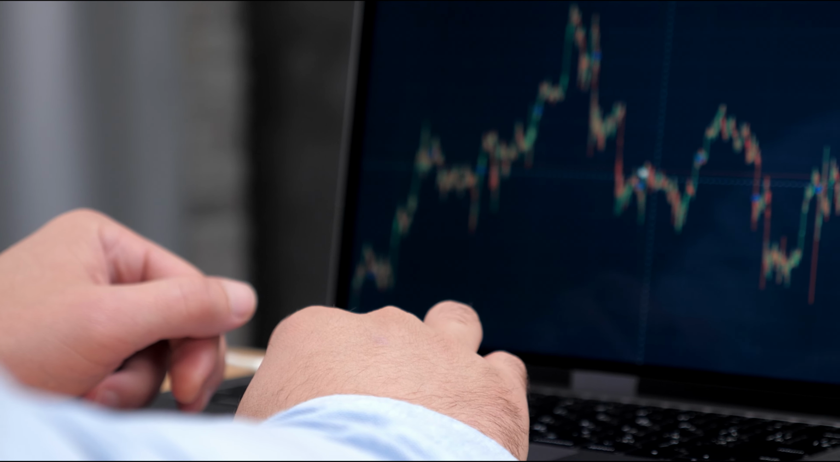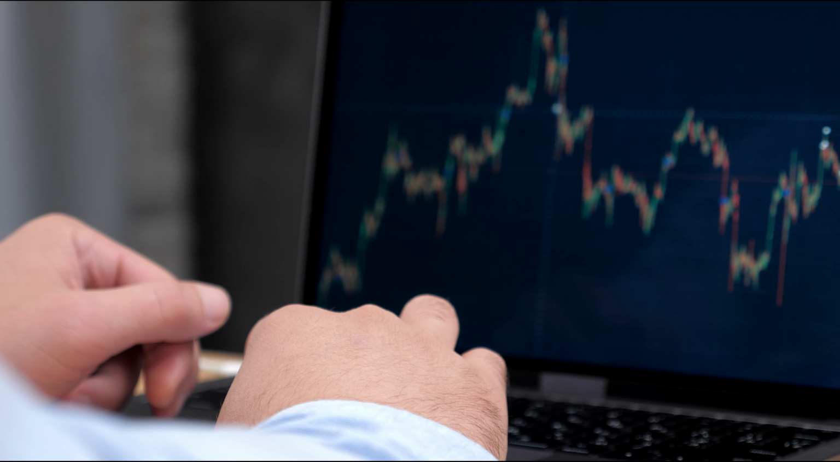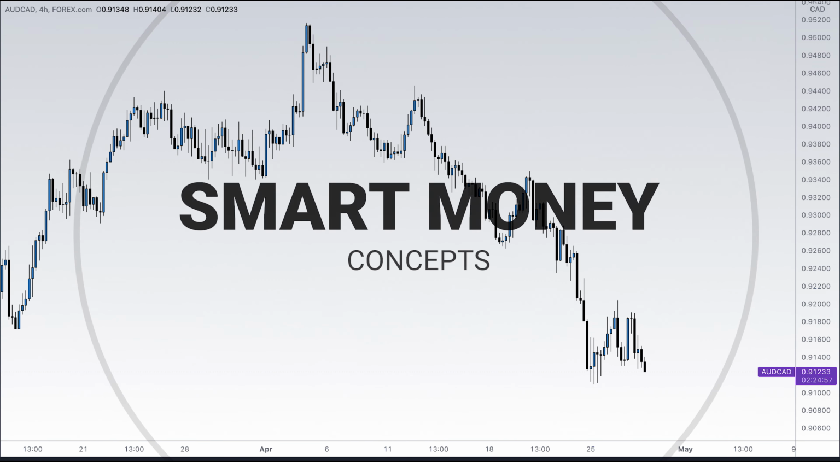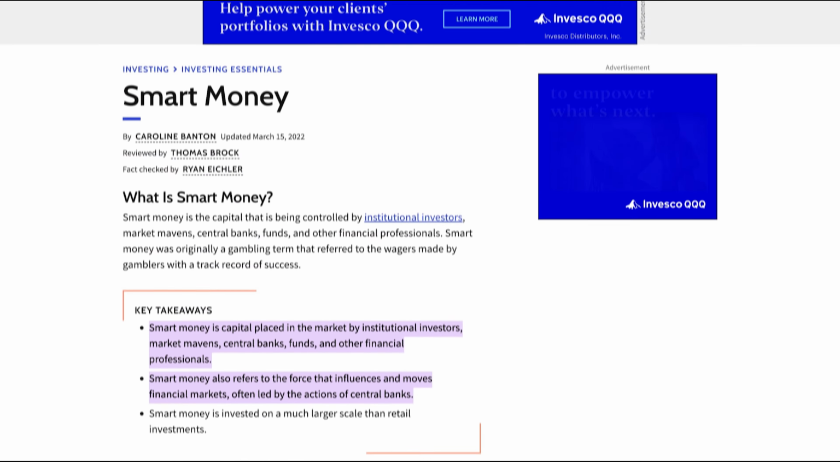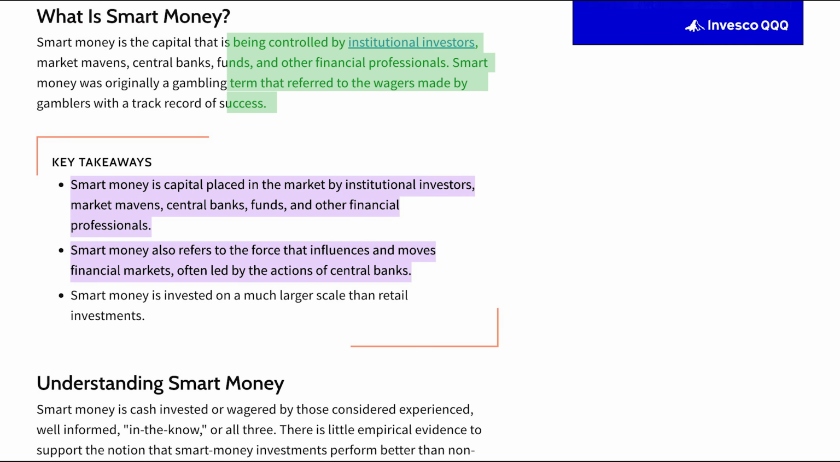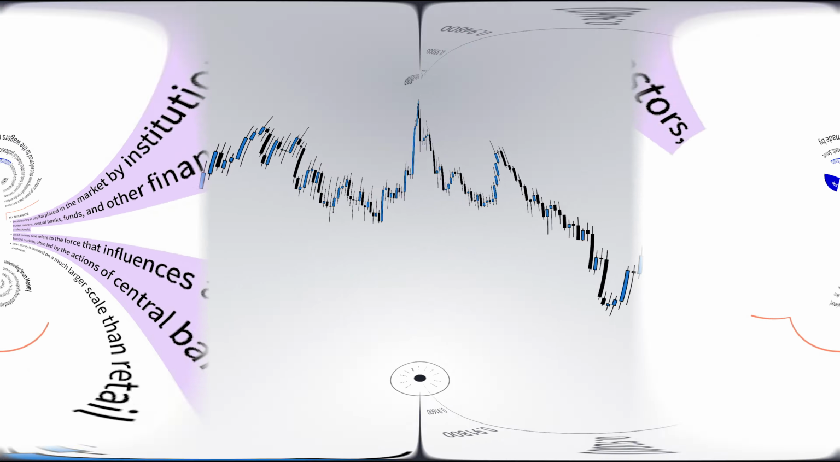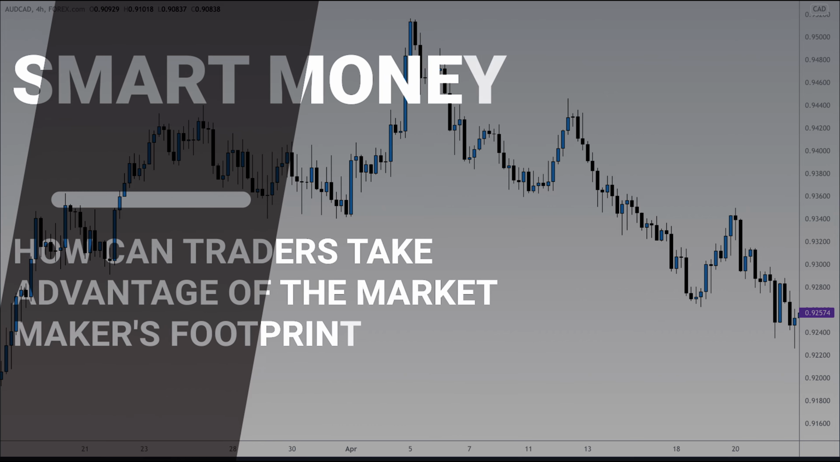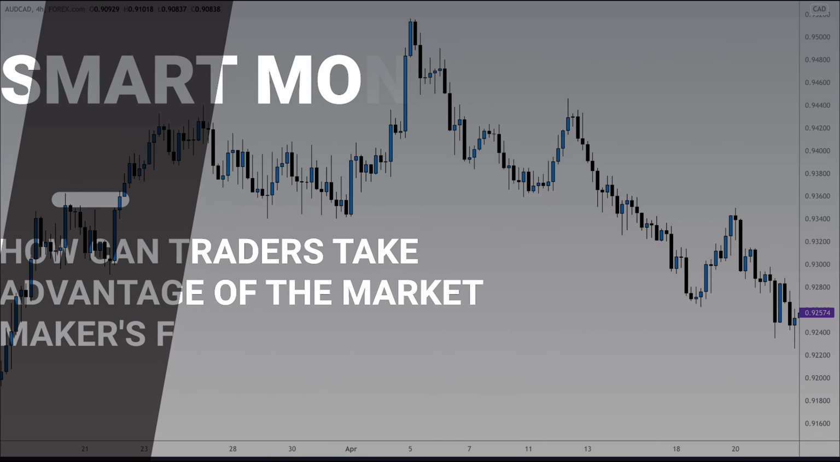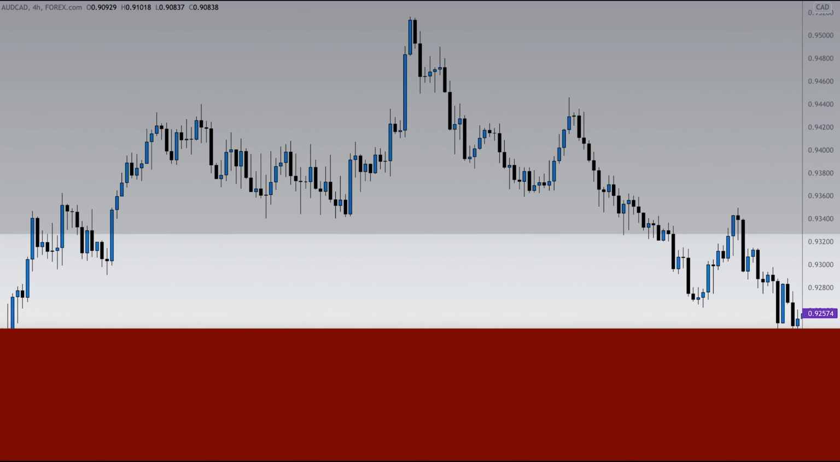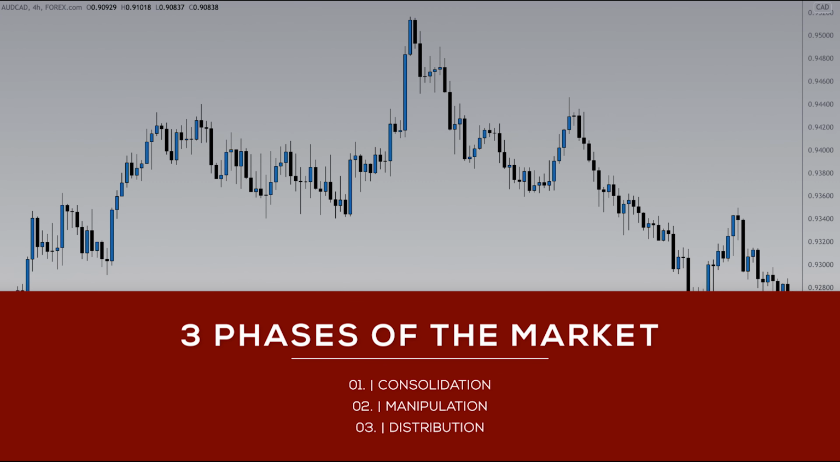Smart money concepts have become very popular in the Forex trading community. So let's explore what smart money truly is. According to Investopedia, smart money is the capital that is being controlled by institutional investors, central banks, and other financial professionals. So now that you know the central banks and institutional investors control the market, how can you, as a retail trader, take advantage? First, let's understand the three phases of the market.